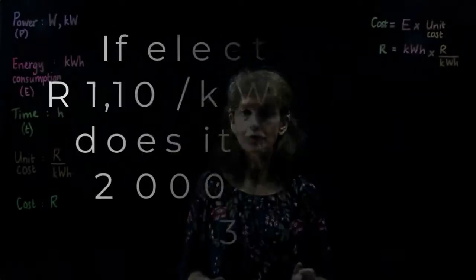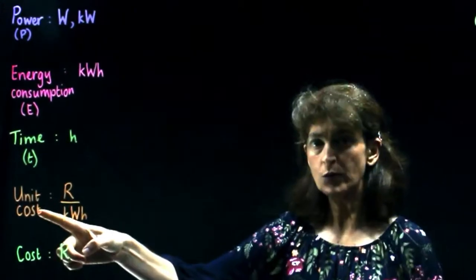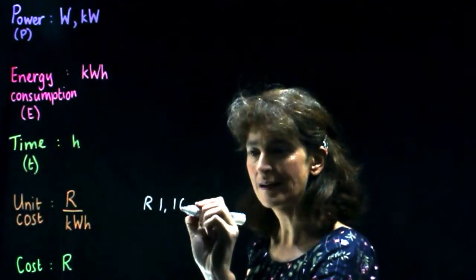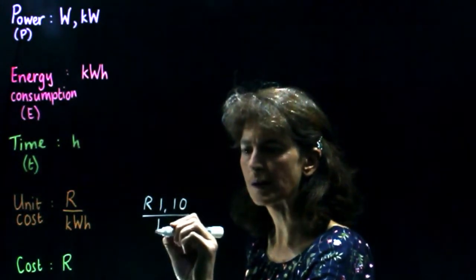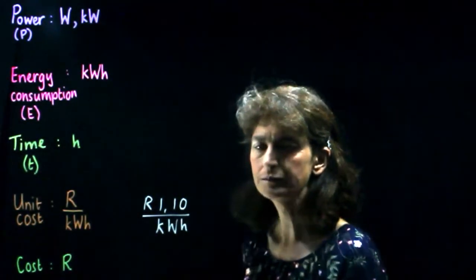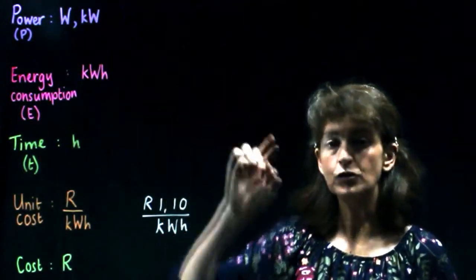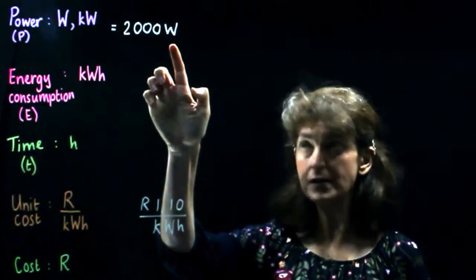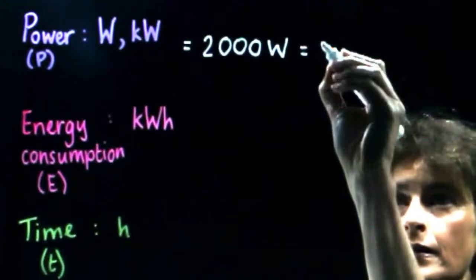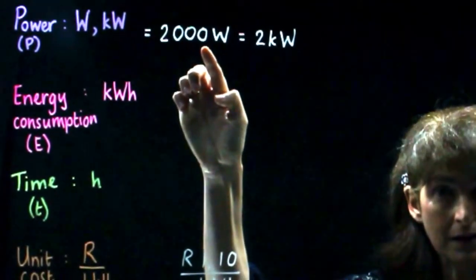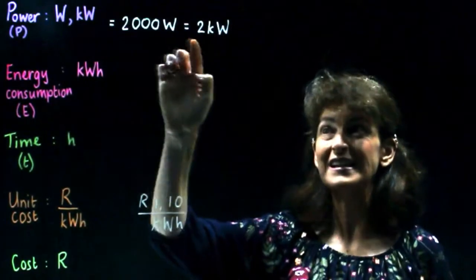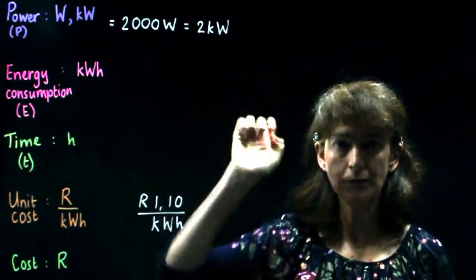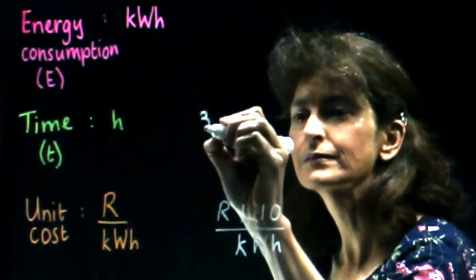So first we have to list everything that we're given. So we've got the unit cost. It's 1.10 Rand per kilowatt hour. We've got the power, 2,000 watts. And we immediately convert that into kilowatts by dividing through by 1,000. We know that those 3 zeros there stand for 1,000, and kilo is a prefix meaning 1,000, so we can just replace them with kilo. Then we have the time, 3 hours.